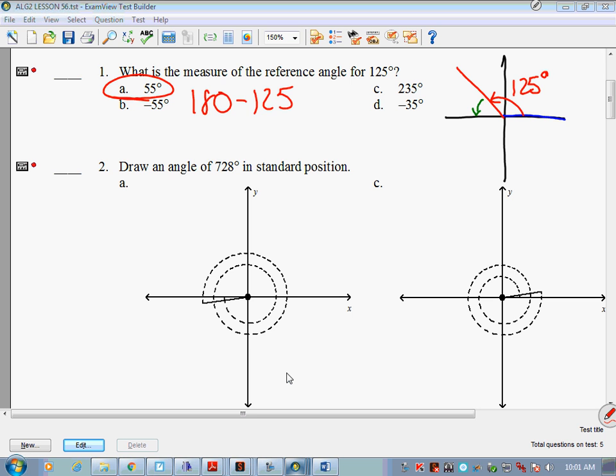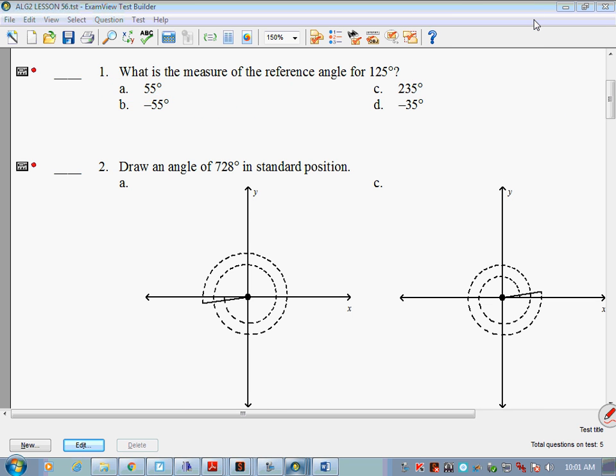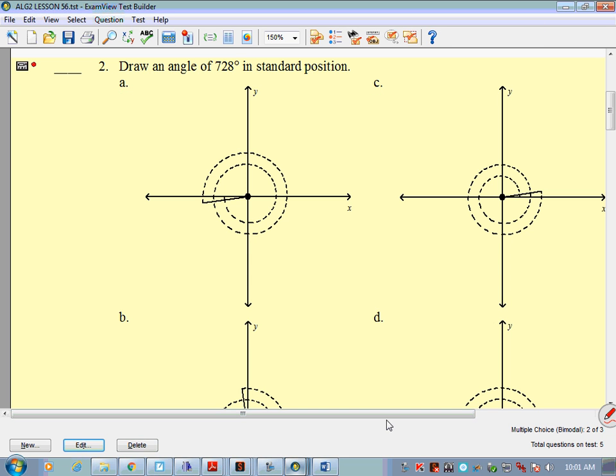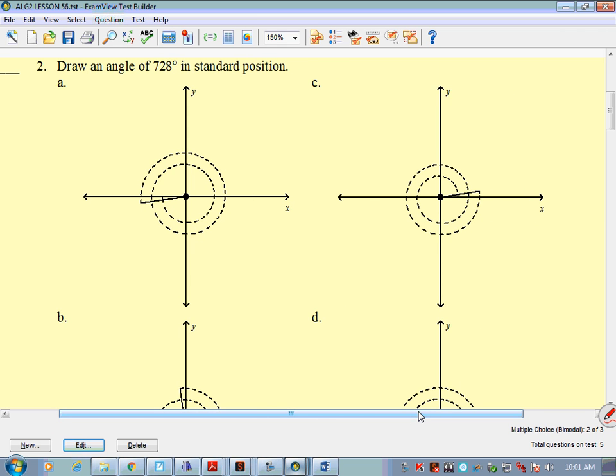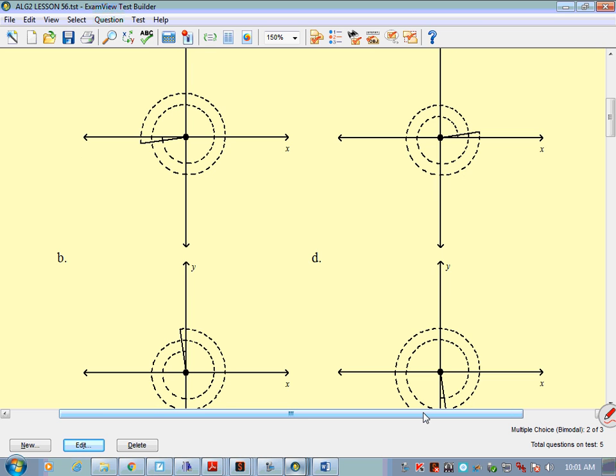How many of us don't understand that? Anybody here not understand how we get our reference angle? Okay, everybody feels pretty comfortable there. Okay? Let's look at our next question, number 2. We want to draw 728 degrees in standard position. All right, is 728 degrees positive or negative? Positive. So which direction am I going to go? Clockwise or counterclockwise? Counterclockwise. So I'm going to start from the initial side, and I'm going to go around, counterclockwise.